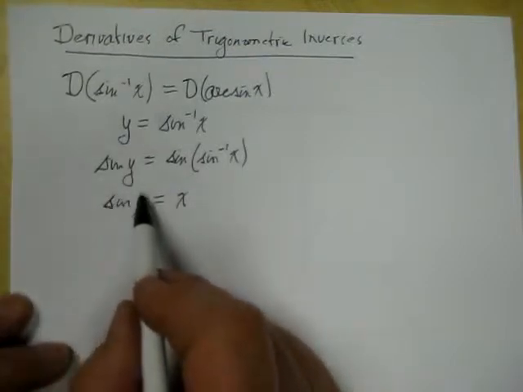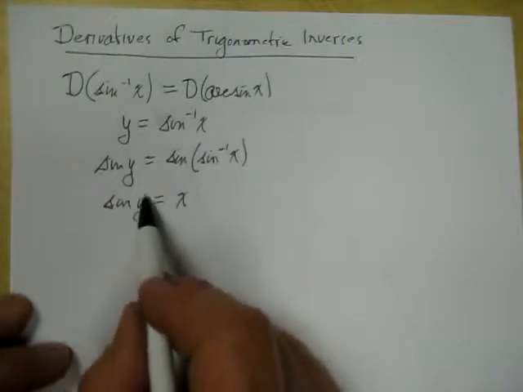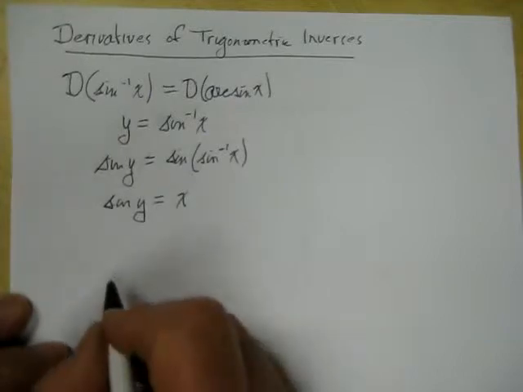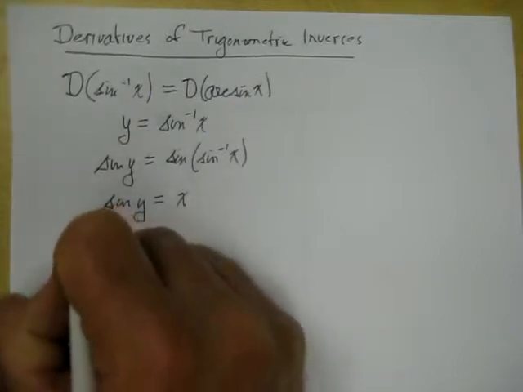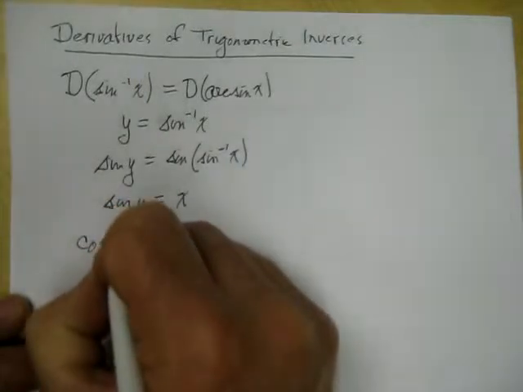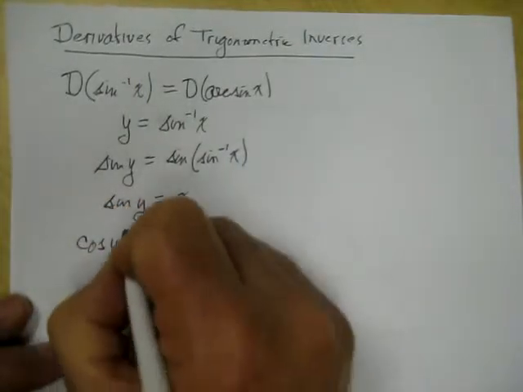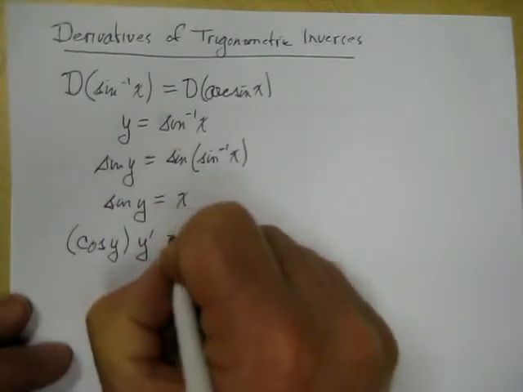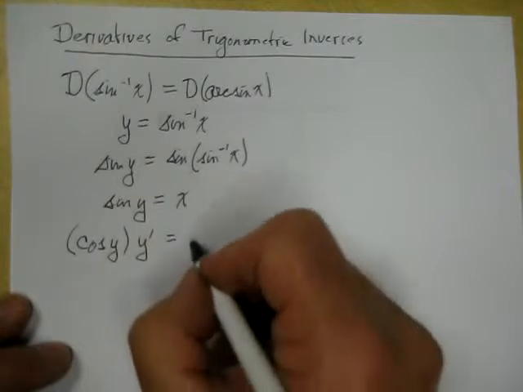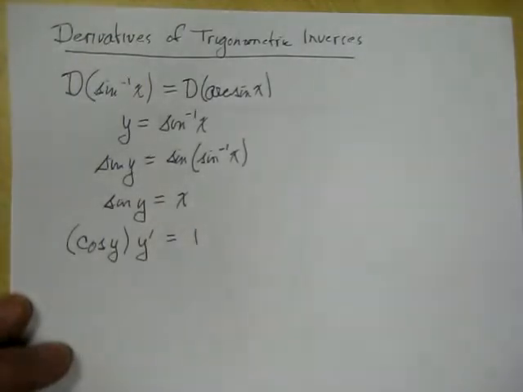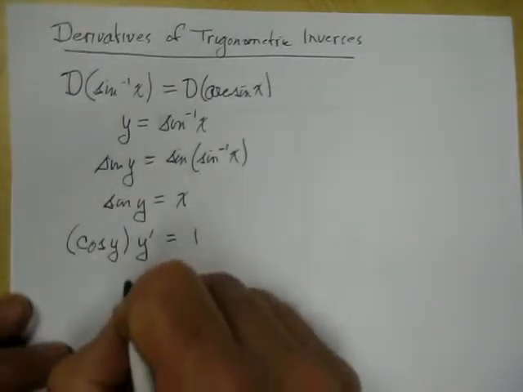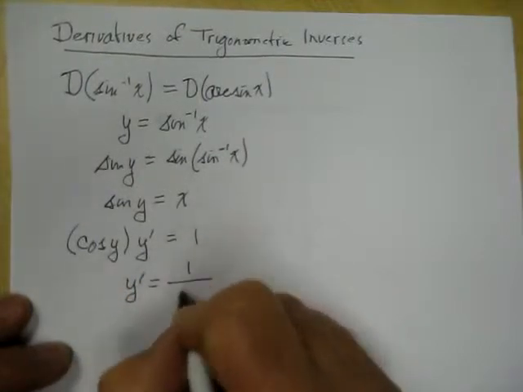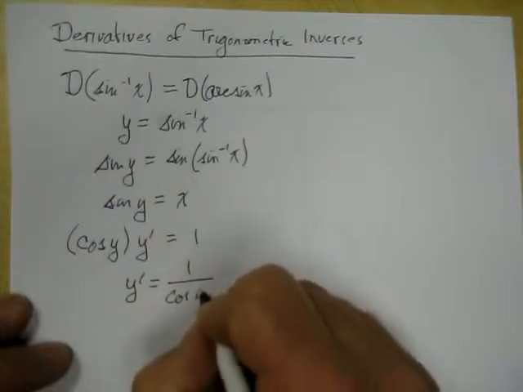On the left hand side we don't have an x here, so we're going to need to use the chain rule. So it'll be the derivative of the outside function evaluated at the inside function times the derivative of the inside function. On the right hand side, the derivative of x is just going to be 1. So therefore y prime is 1 divided by the cosine of y.